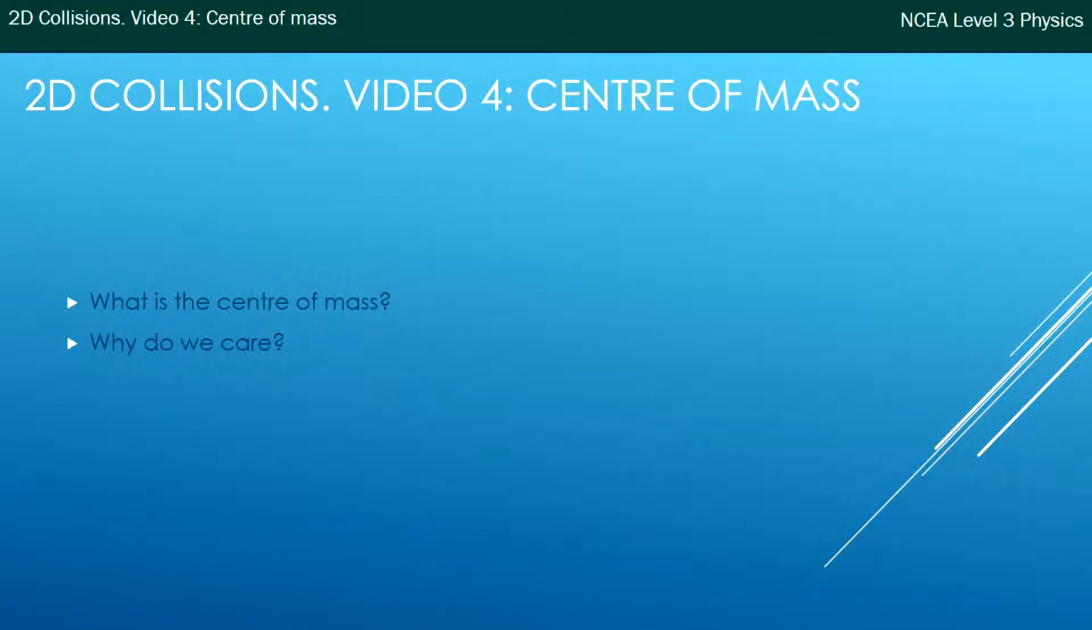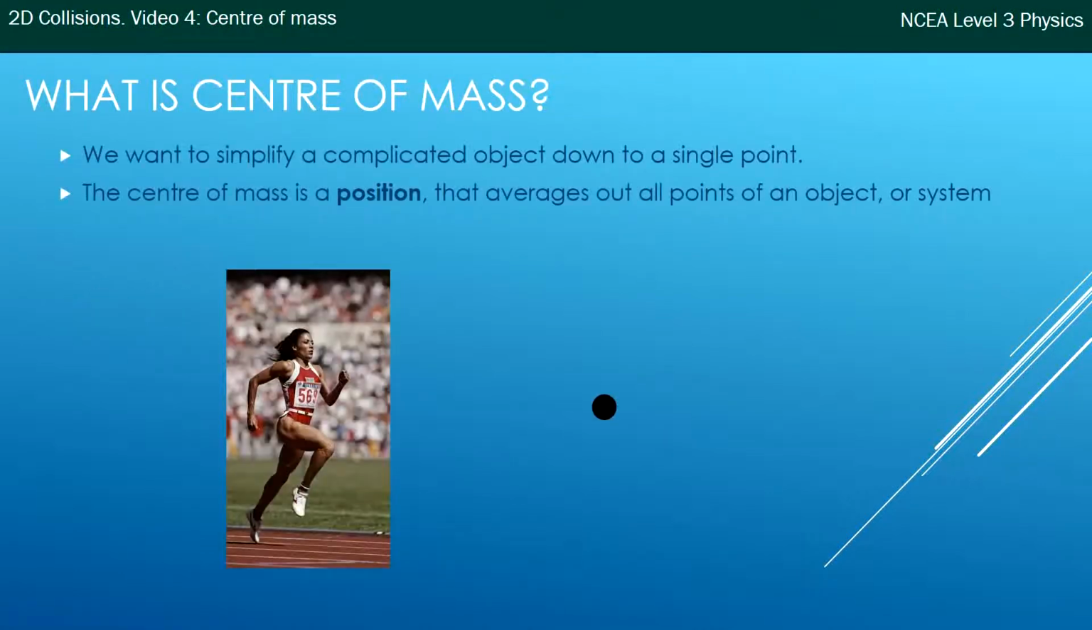So the centre of mass is being able to simplify a complicated object, like this runner here, down to a single point. And the really important part of it is that it's a position. So you can't just put the point anywhere. The position is important. It averages out all the parts of an object, all the atoms of an object, or a system. Remember, a system can be multiple objects.